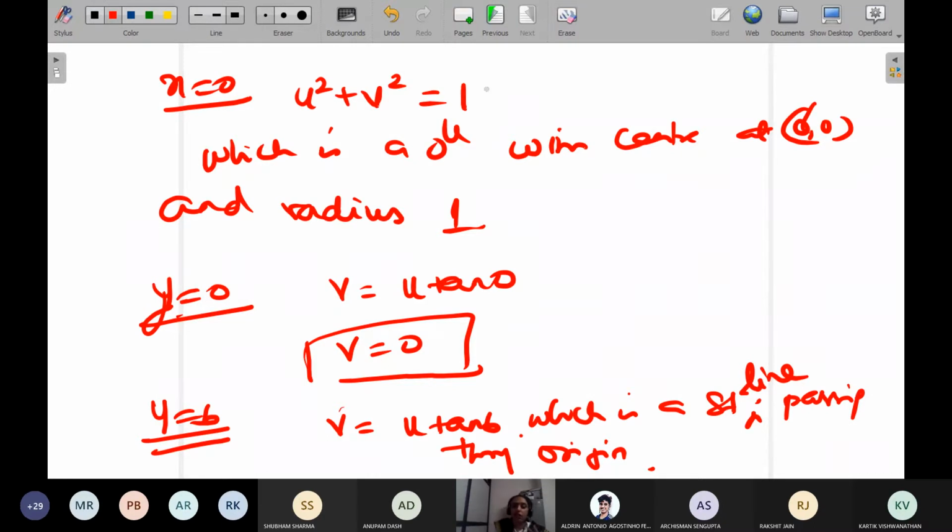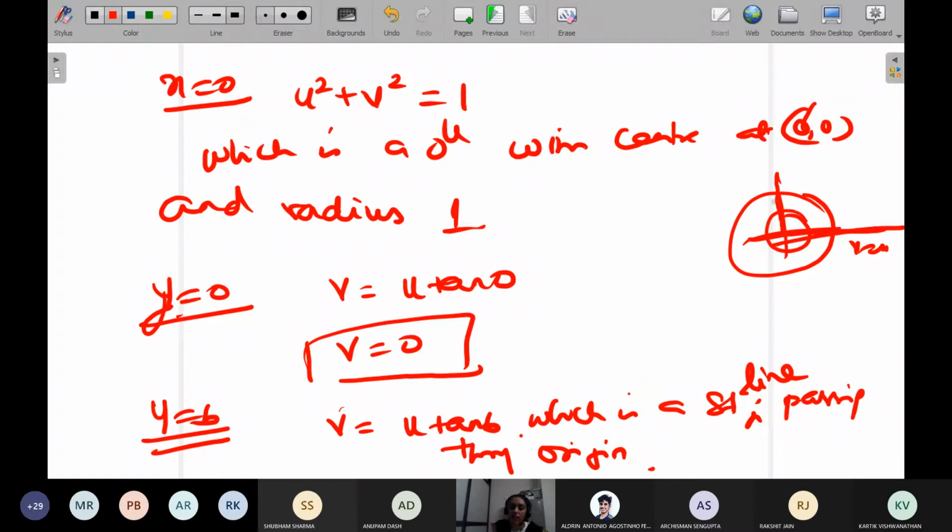Now, what all have you got? You have got two concentric circles, because one had radius 1 and the other had radius e power a. We don't know which is which; according to the constant, it's going to change. Other than that, you got v equals 0. This is the line v equals 0.